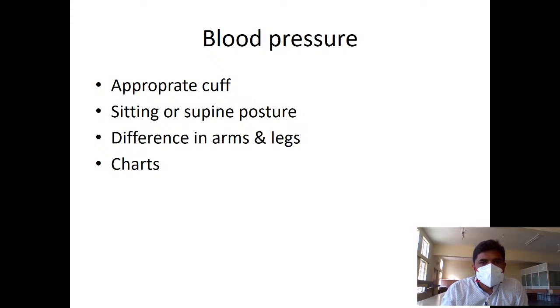Then blood pressure. While taking blood pressure, these are the things you need to describe: whether you have taken it with an appropriate size cuff, whether you have taken it in a sitting or supine position, and then you need to take the blood pressure in the lower legs as well.